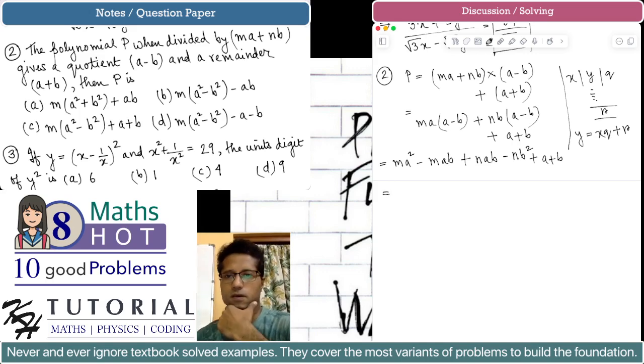So ma plus nb multiplied by a minus b. Let me check if it is correct or not. ma into a minus b plus nb into a minus b. Okay, and then we have m a square minus m a b plus n a b minus n b square.